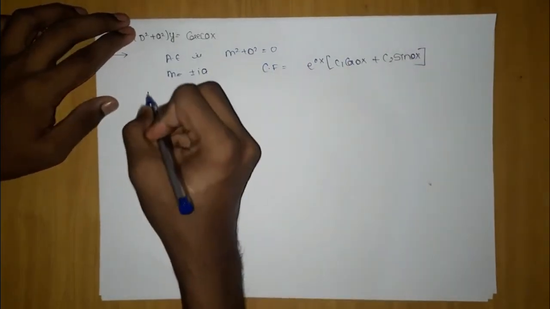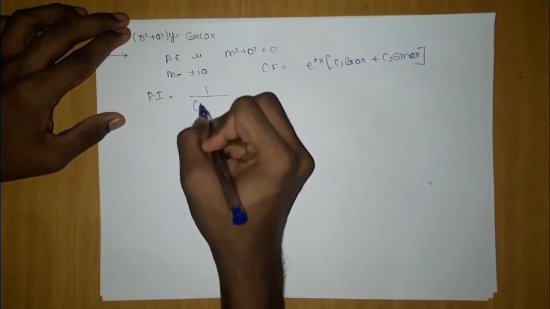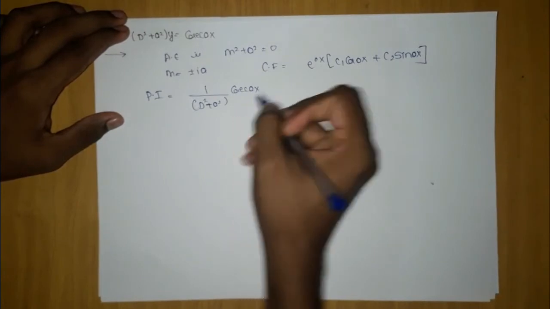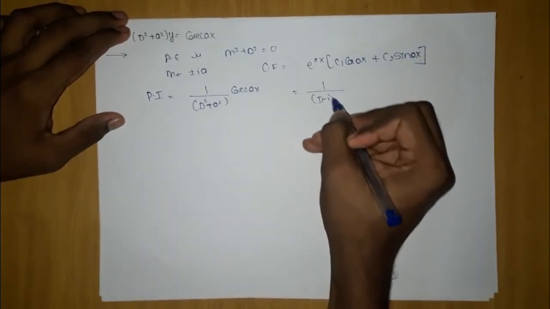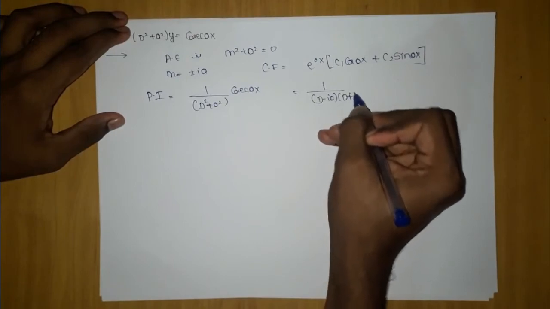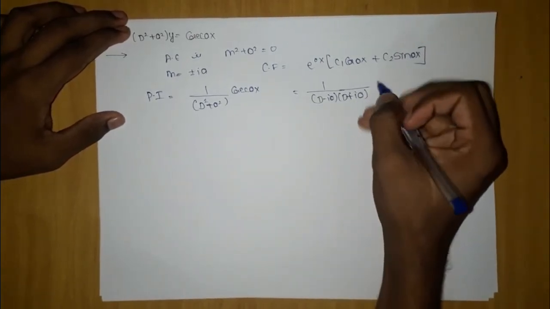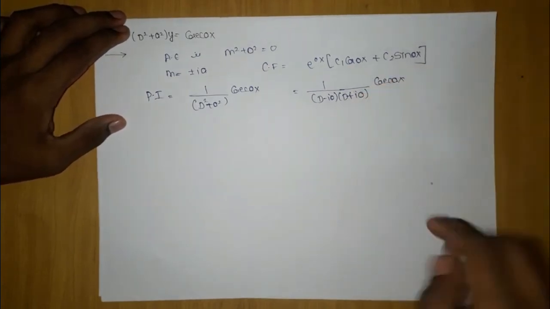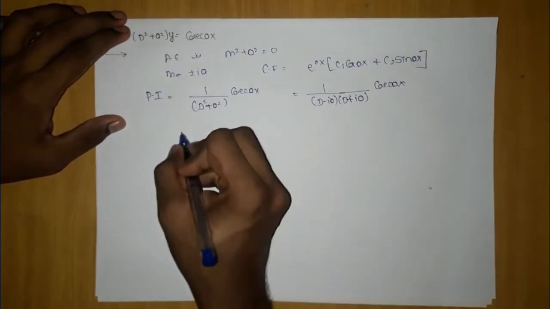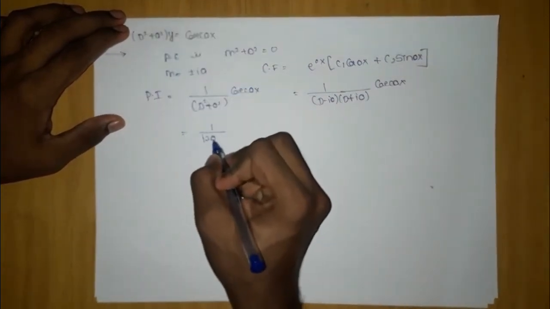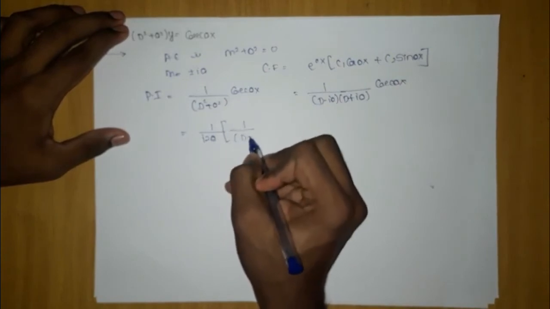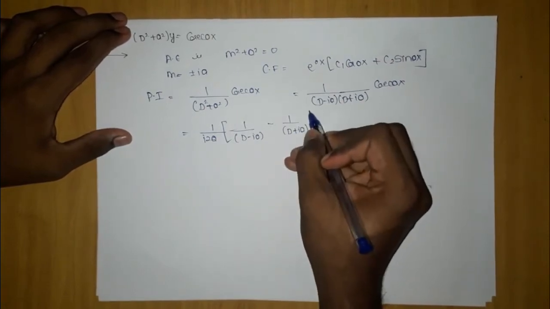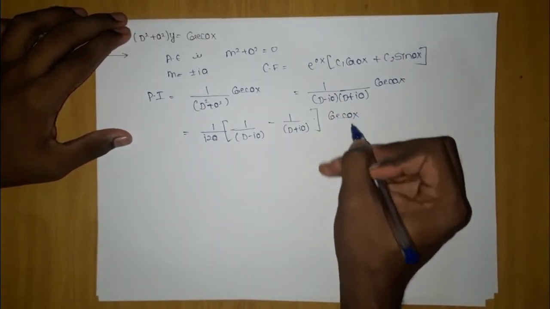As for the particular integral, we will write it as 1 by d square plus a square into cosec ax. After this we will express it as 1 by d minus ia and d plus ia into cosec ax. Now we have already solved this into partial fractions, so I'm not going to do that. 1 by 2ia bracket 1 by d minus ia minus 1 by d plus ia, and after doing this, here it will be cosec ax.